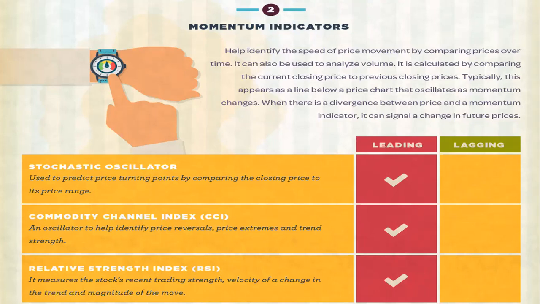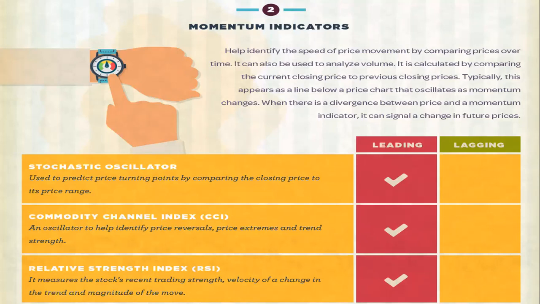Okay, let's continue. The CCI, Commodity Channel Index, is an oscillator to help identify price reversals, price extremes, and trend strength. So these are also leading indicators. CCI is a leading indicator.